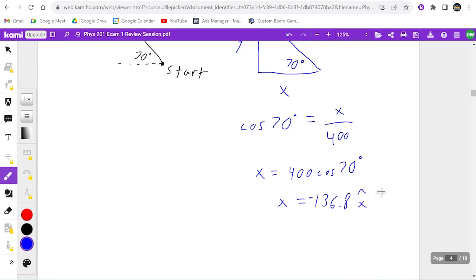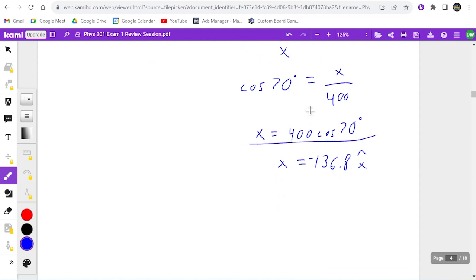And that's the x hat direction, negative x hat direction. The negative sign you can either put in front of the x hat or you can put it in front of the whole number. I like putting it in front of the whole number because it reminds me I'm subtracting the number. And then the good news is, if I want to find the y direction, as soon as I say this, 400 cosine 70, I can immediately say this one has to be 400 sine 70.